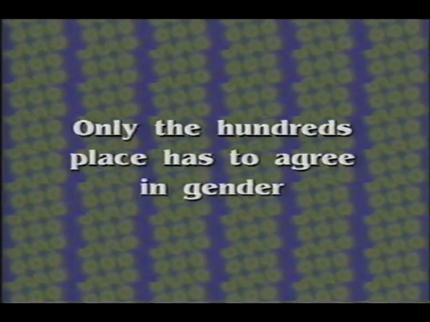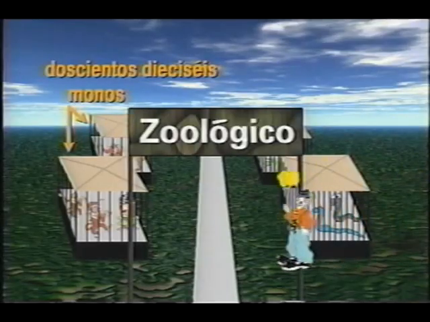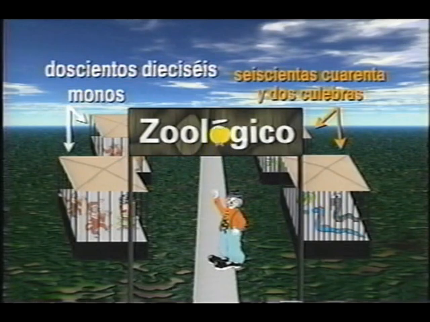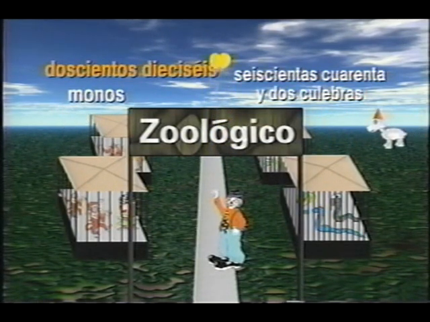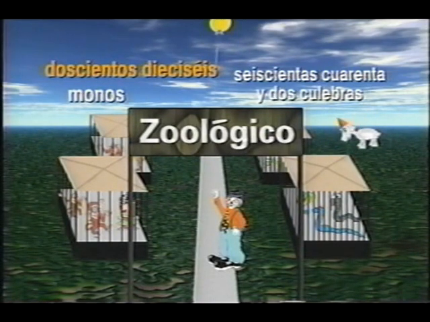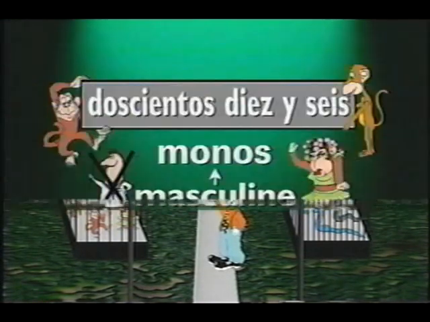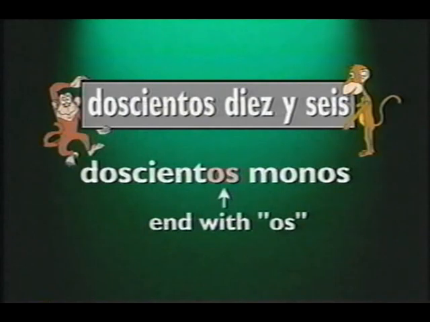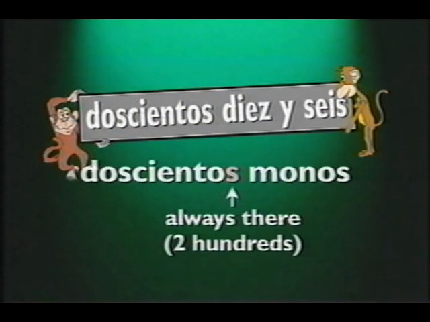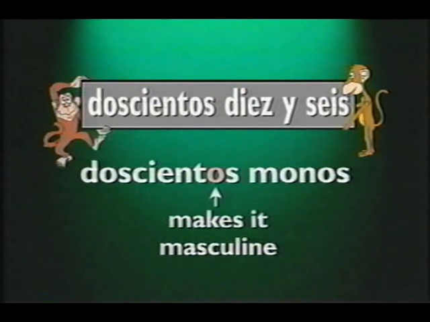Only the hundreds place number has to agree in gender. Here's an example. Hay doscientos dieciséis monos y seiscientas cuarenta y dos culebras en el zoológico. Let's look closely at how the number 216 works with the noun monos. How do we do that? We do it by ending the word with os. The S is always there since we're talking about 200s, and the O makes it masculine.